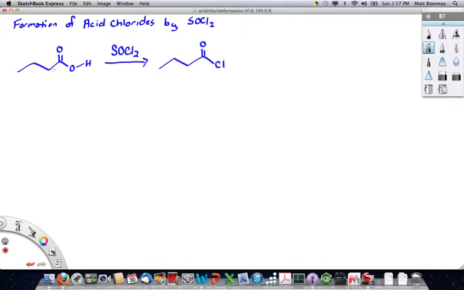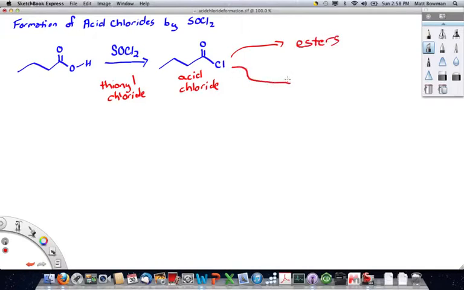If you take a carboxylic acid and treat it with thionyl chloride, which is SOCl2, you end up getting an acid chloride. The acid chloride is very useful because it's a very reactive functional group that can lead to esters, amides, and then later on, these acid chlorides can also be used to actually add to benzene rings.